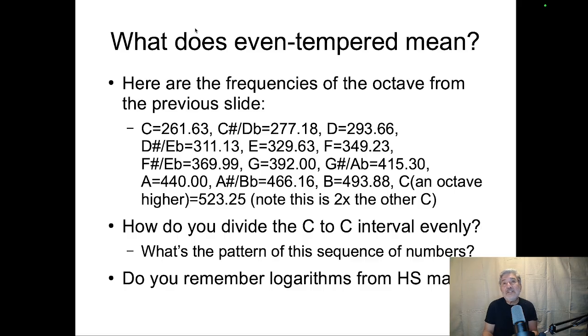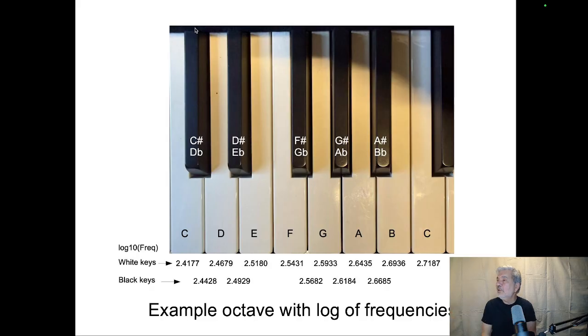So what is even about even tempering? And here's where it gets only slightly geeky: we have to use logarithms. If we look at the logarithms of those frequencies, and I'm using the log base 10, you get the following set of numbers: 2.4177 for C and 2.7187 for high C. So there's your set of logarithms.